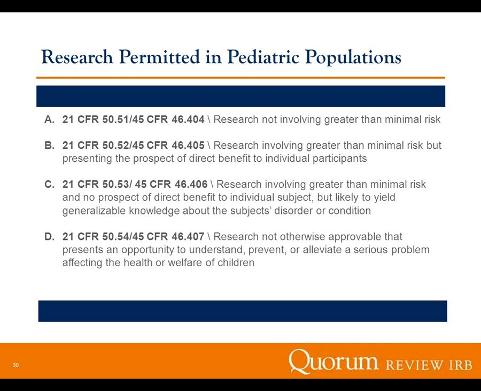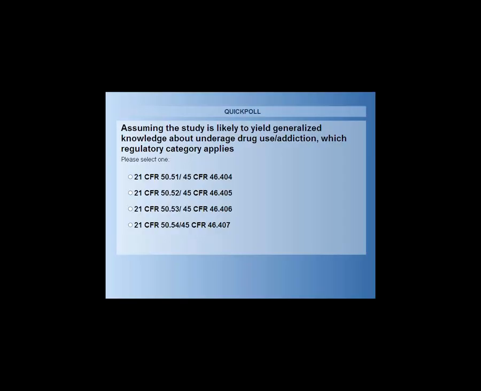Or is it option D, that fourth category, the catch-all category, research not otherwise approvable that presents an opportunity to understand, prevent, or alleviate a serious problem affecting the health or welfare of children? So keep in mind, A is Category 1, B Category 2, C Category 3, D Category 4. We're going to turn it over to you and see what your answers are.